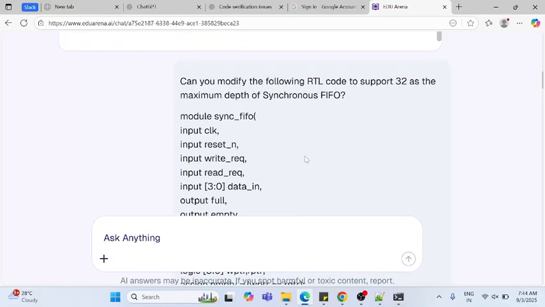Another one: can you modify the following RTL code to support 32 as the maximum depth of the synchronous FIFO? This is the third category in RTL handling with LLM, the code modification. First one was partial code completion, second one is bug identification, third one is RTL modification.